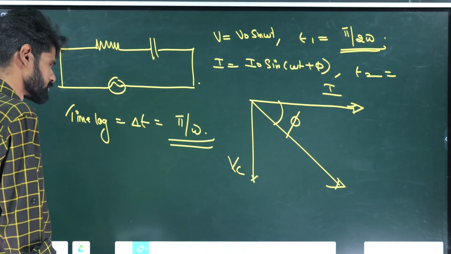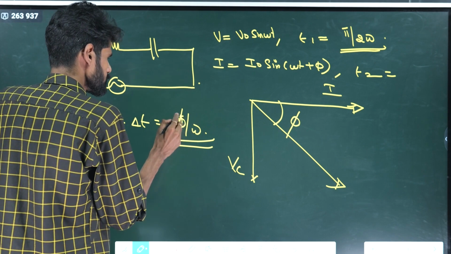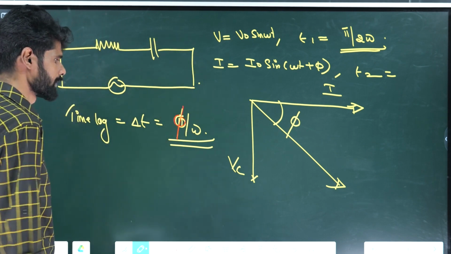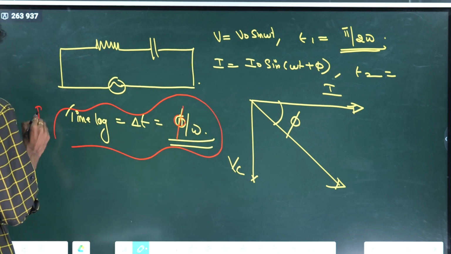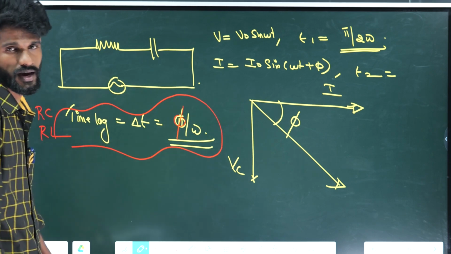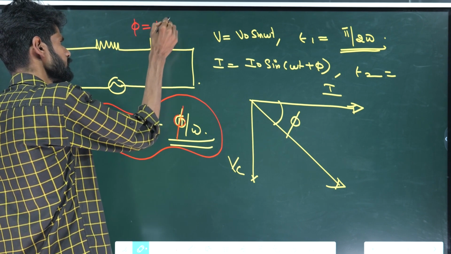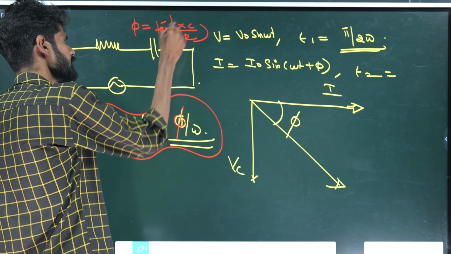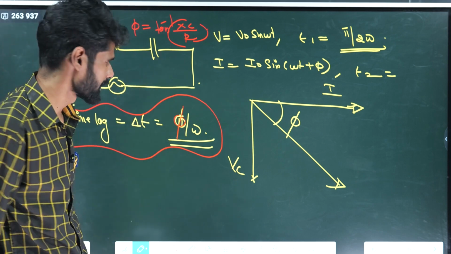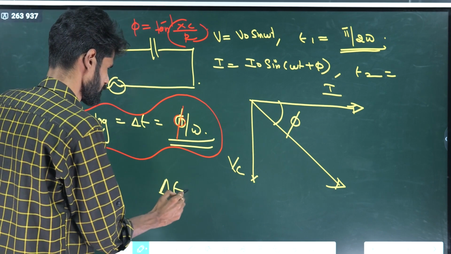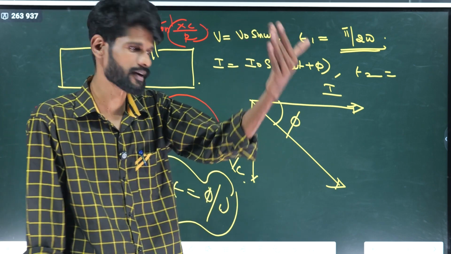So that is the time lag between Vmax and Imax: delta T is equal to phi divided by omega, in both the RC circuit and also the RL circuit. Then you just need to find the corresponding phi. For the RC circuit, phi is equal to tan inverse of XC by R. So the time lag between Vmax and Imax in an RC and RL circuit is delta T equal to phi by omega. Remember that, and use the method to find the answer.